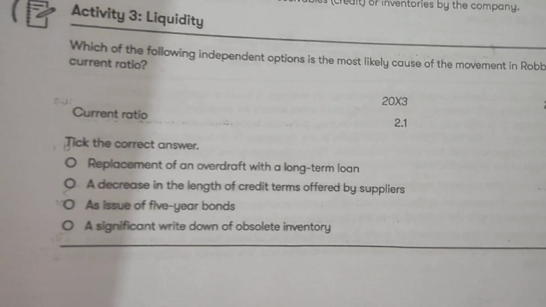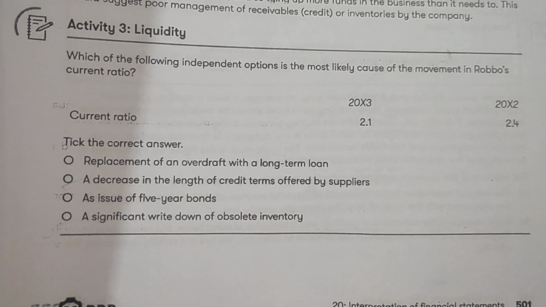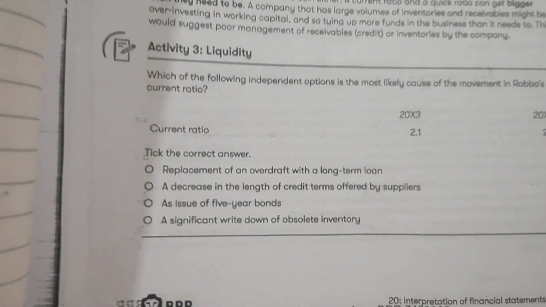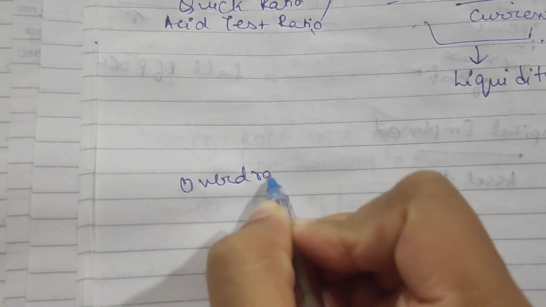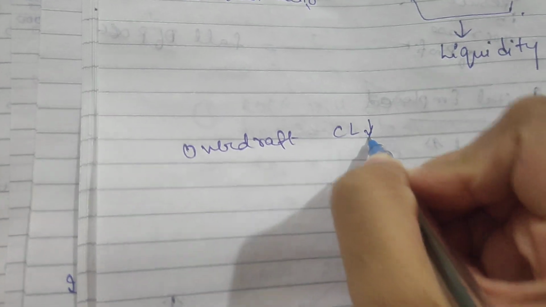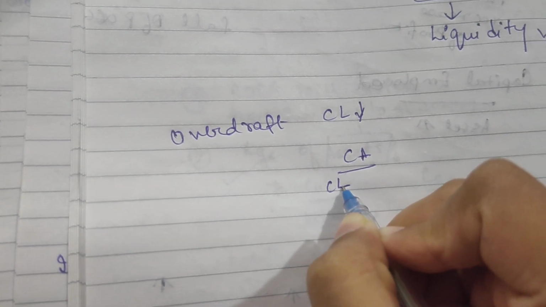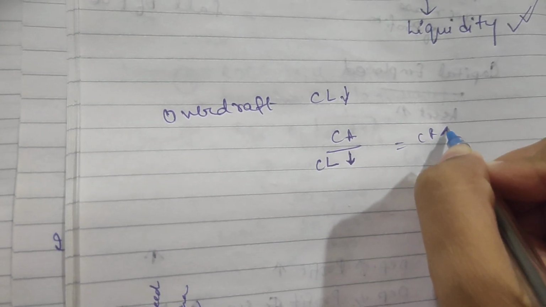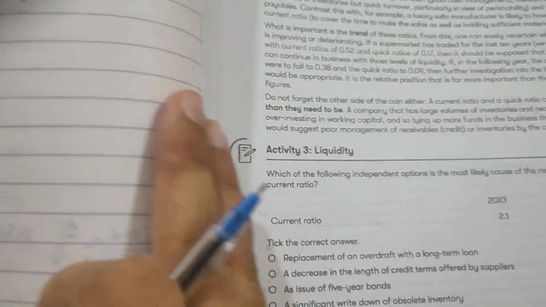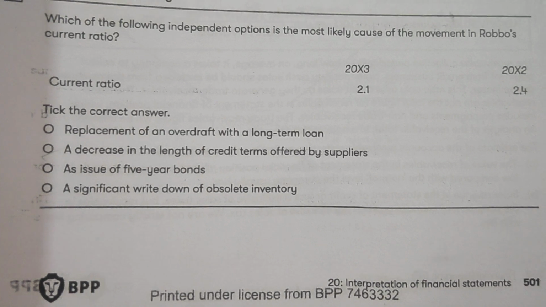The first option: replacement of an overdraft with a long-term loan. Do you think converting an overdraft into a long-term loan is possible? It's not. Why? Let's see that. If you are converting an overdraft, your current liability will decrease. The current ratio is current assets upon current liabilities, right? If your current liability is decreasing, your current ratio will increase. So the current ratio will increase, and we have a situation where our current ratio is decreasing. So the first option is not possible.